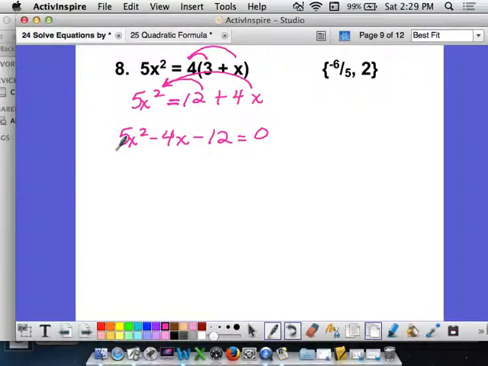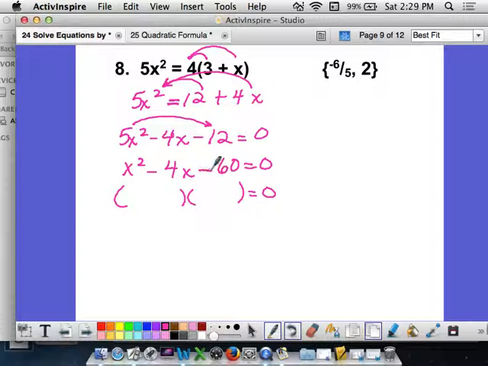I have this 5 as a coefficient of x squared, so I have to do bottoms up and say 5 times negative 12. So we have x squared minus 4x minus 5 times 12, which is 60, is equal to 0. Set up your two binomials equal to 0. The signs will be different. x plus and x minus. Well, what are factors of 60 that subtract and give us 4? That would be 10 and 6. 10 gets this first sign, which is negative. 6 gets the positive.